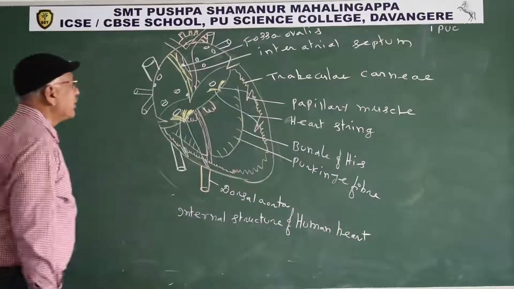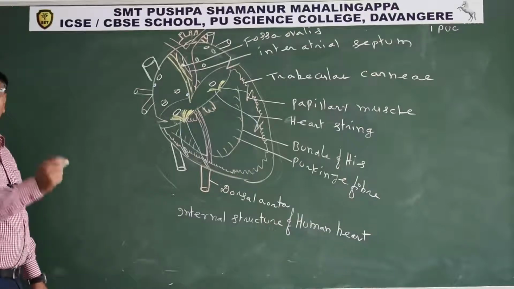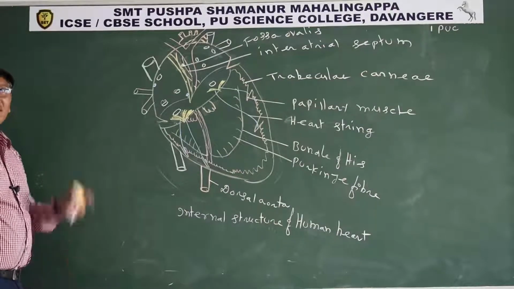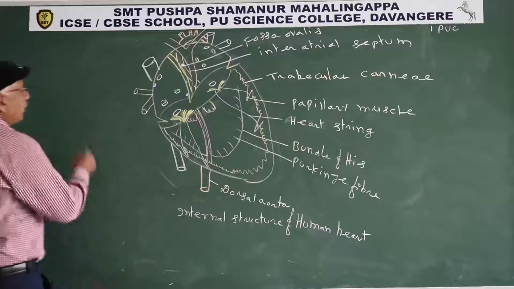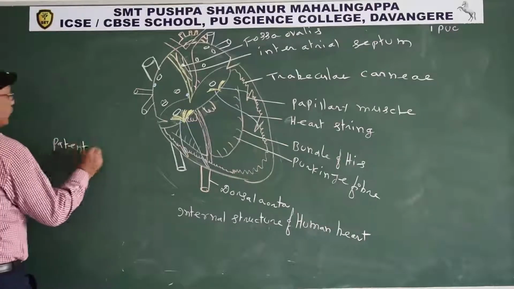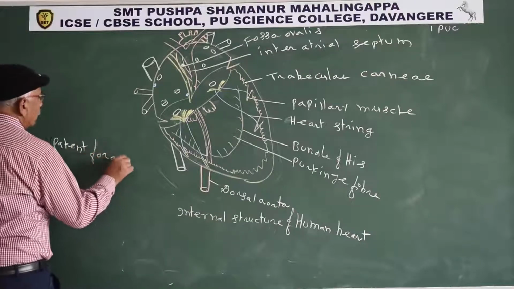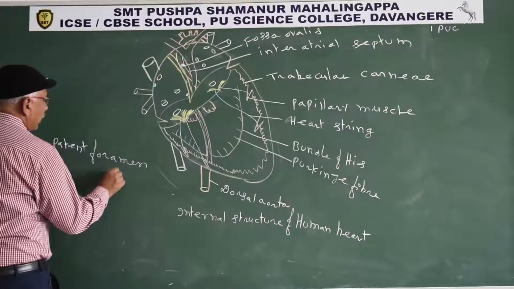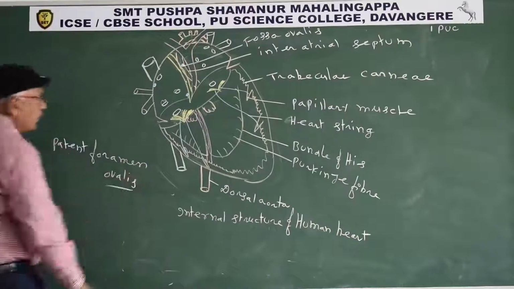So in some persons the foramen ovalis is not converted into the fossa ovalis. This condition is known as patent foramen ovalis.